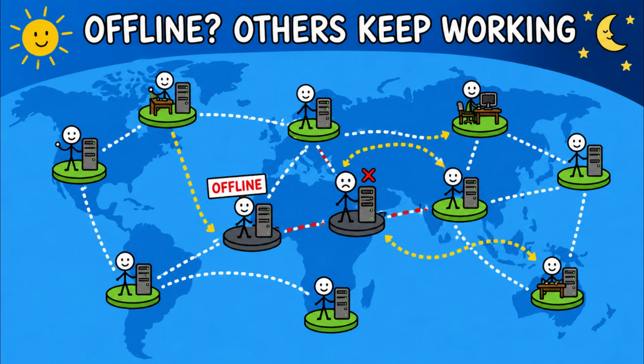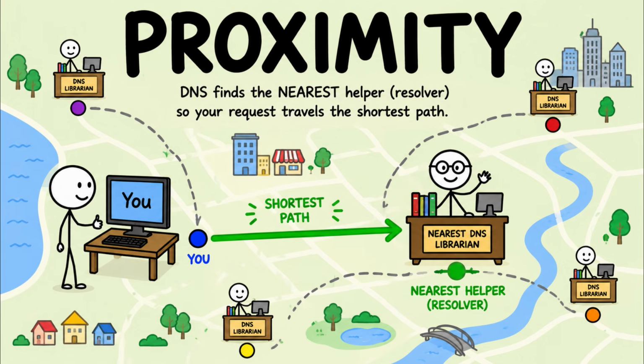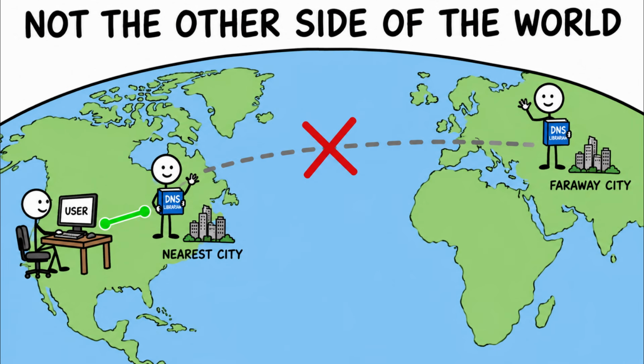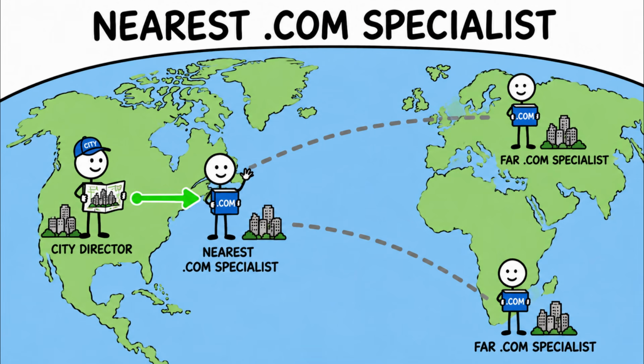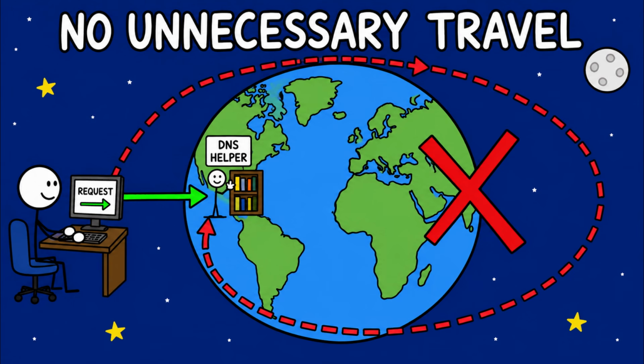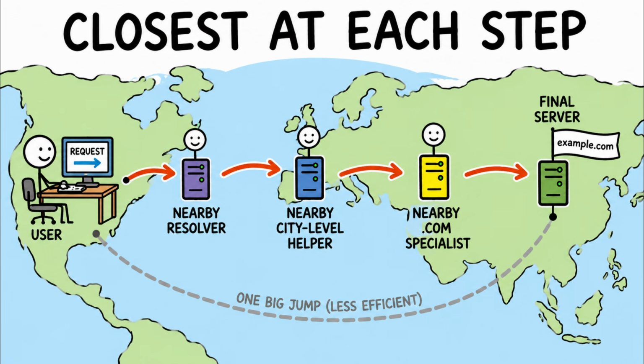The system survives. There's another reason DNS is designed this way: proximity. Your computer connects to the nearest librarian, not a librarian on the other side of the world. That librarian connects to the nearest city director. The city director connects to the nearest .com specialist. Every connection is optimized for geography. Your request doesn't travel around the planet unnecessarily. It bounces to the closest server at each step.